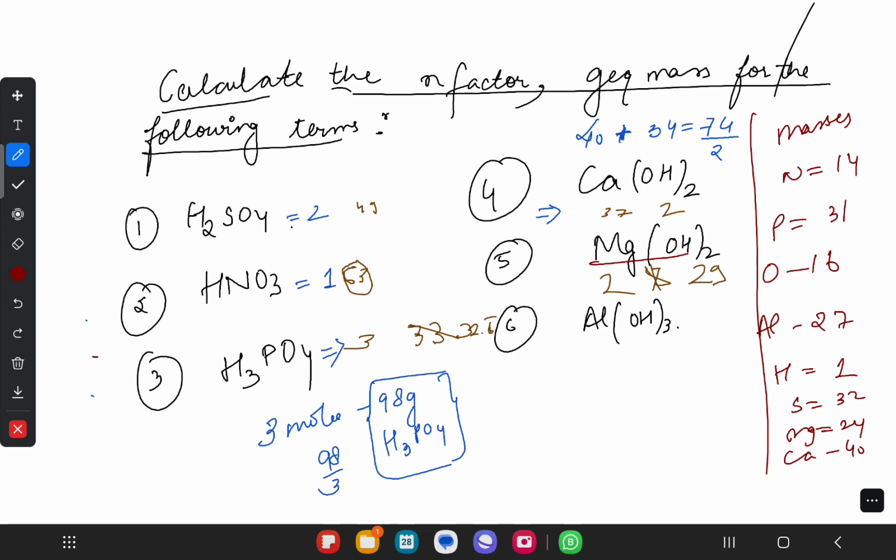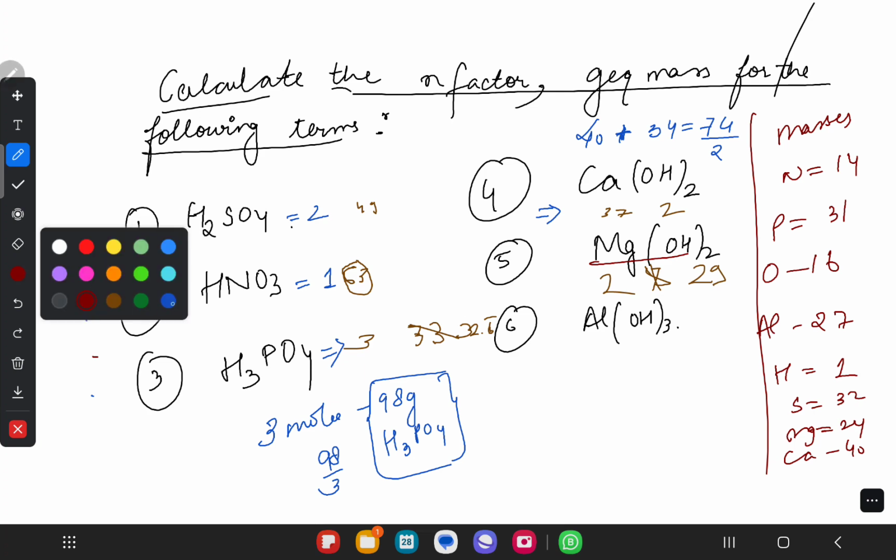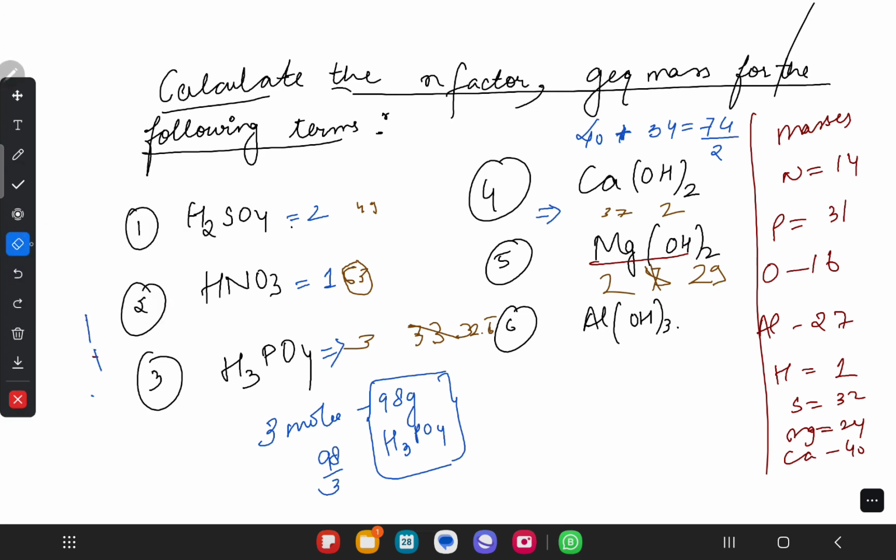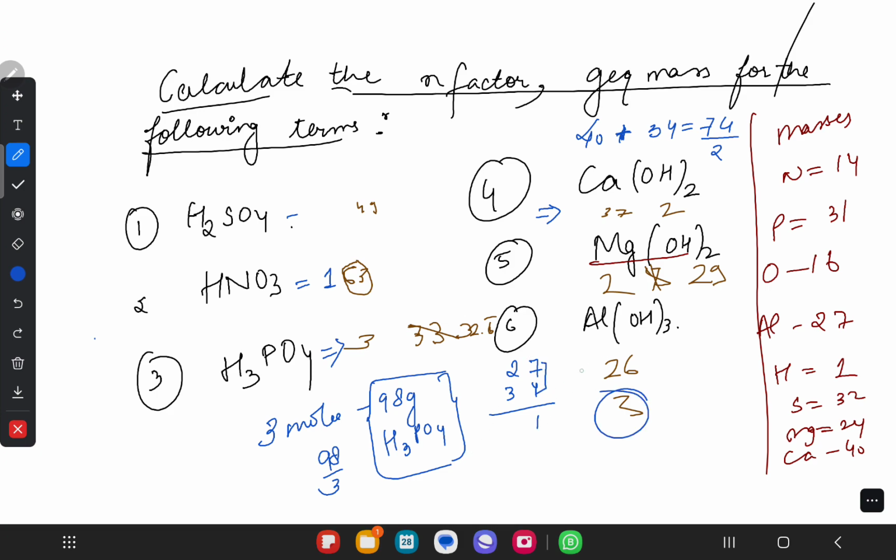For Al(OH)3: 27 plus 17 times 3, that's 78, divided by 3 is 26. So 27 plus 34, the N factor is 3, and that's 75 divided by 3, so that's going to be 25.